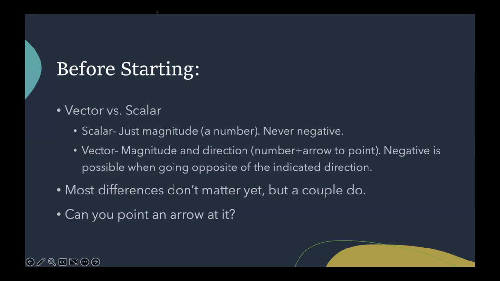The best way to tell them apart is to just ask, can you point an arrow at it? So temperature is just a number. That's going to be a scalar. While, for example, a force, if you're pushing something, you can point in the direction you're pushing it. So that's going to be a vector. Something flying across the sky, you can point in the direction it's moving. So that's also going to be a vector. We'll be getting into this a little more in depth as we discuss actual vectors and scalars that are important in Physics 1.